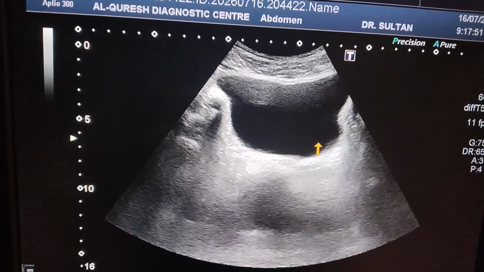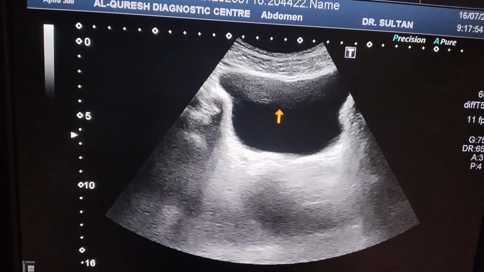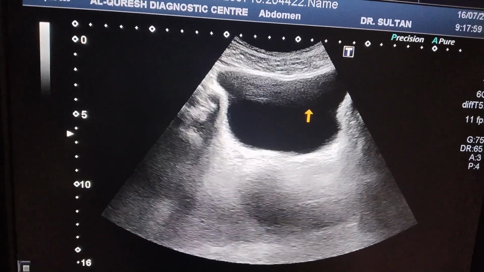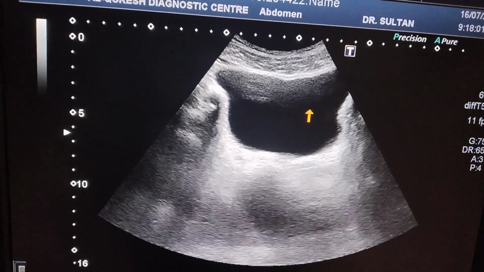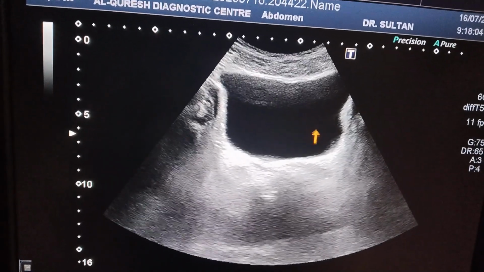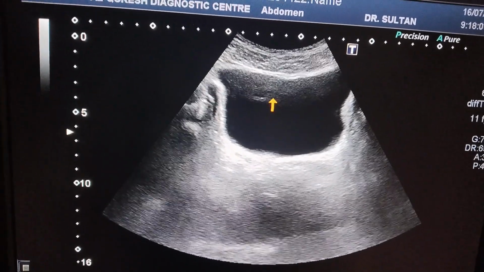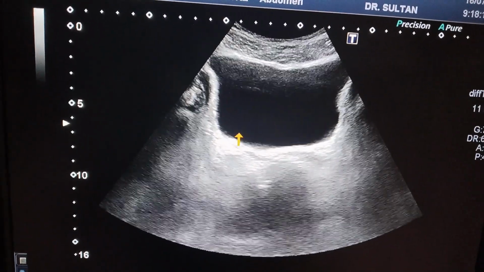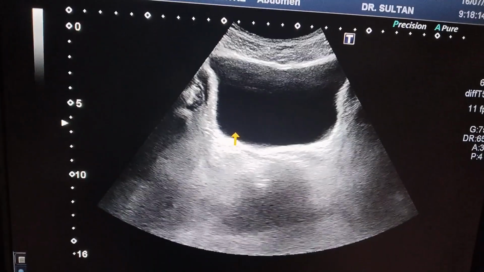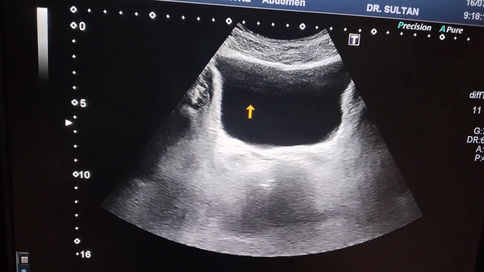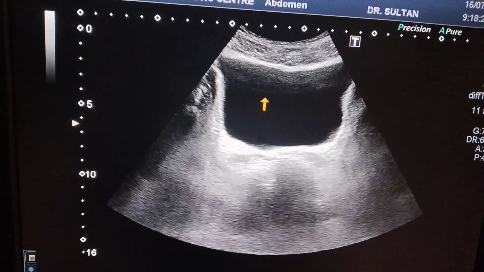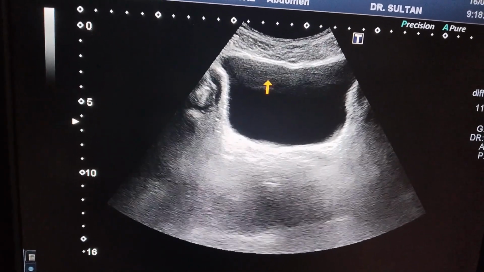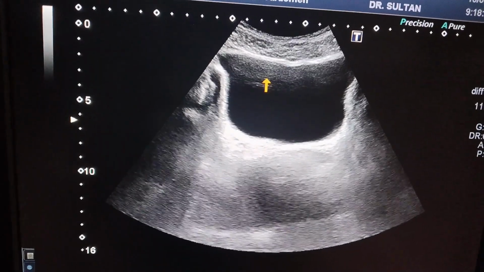Number one is the transverse plane. As we can appreciate here, this is the transverse plane. I have put the probe in the pelvic region in a transverse direction. When we see in the transverse direction, we can appreciate the shape of the urinary bladder. This is almost rectangular shape when we put the probe at the pelvic region to evaluate the urinary bladder when it is adequately filled.